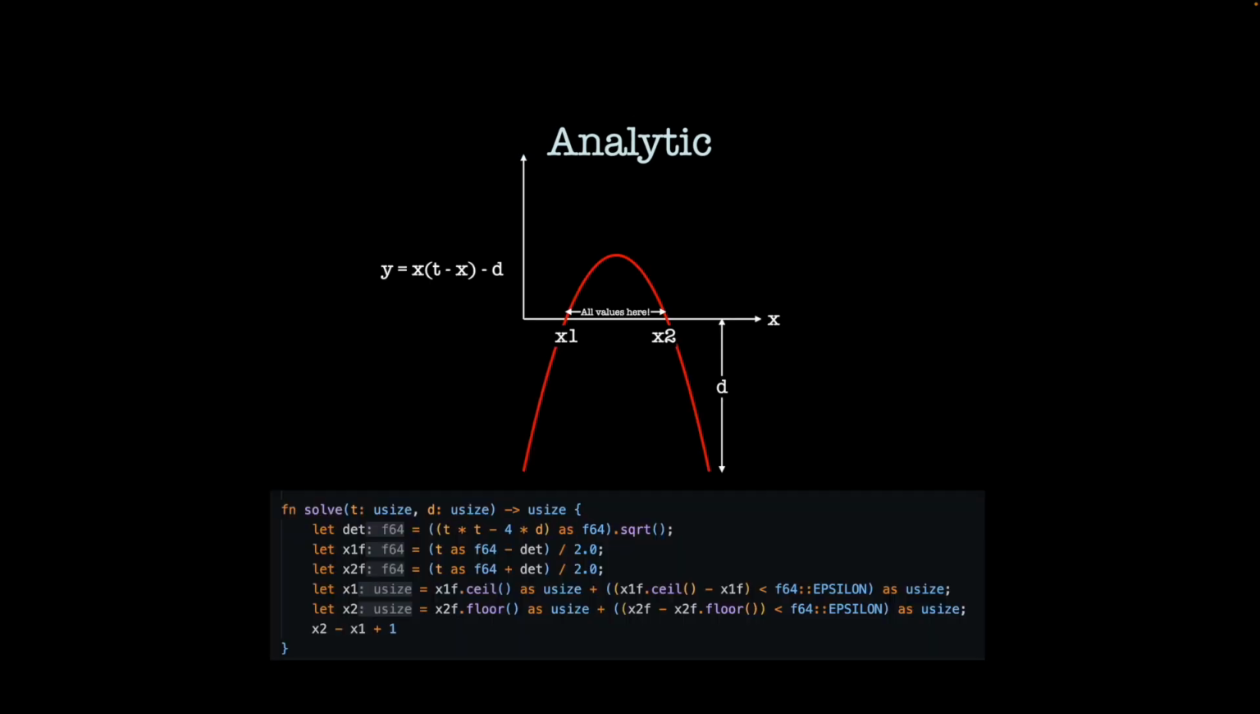So this is the Rust code for the analytic solution. We do some adjustments for when the ceiling and the floor equal the actual value, in which case we need to make some adjustments, but other than that, that is basically the analytic solution to this problem.